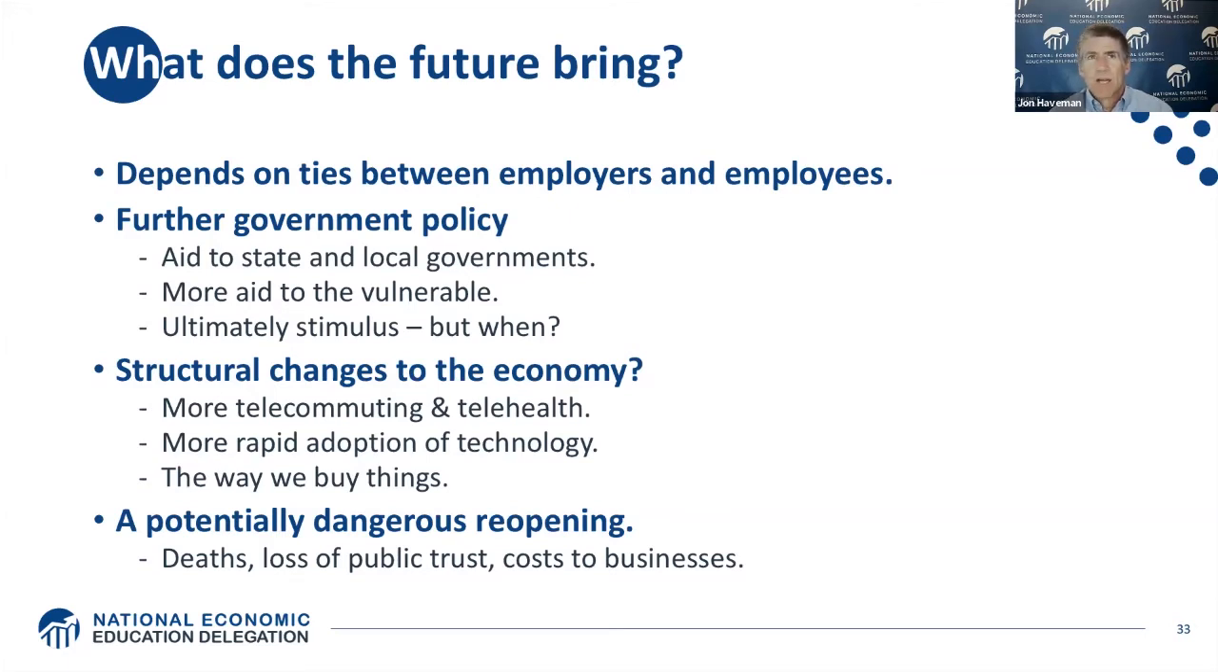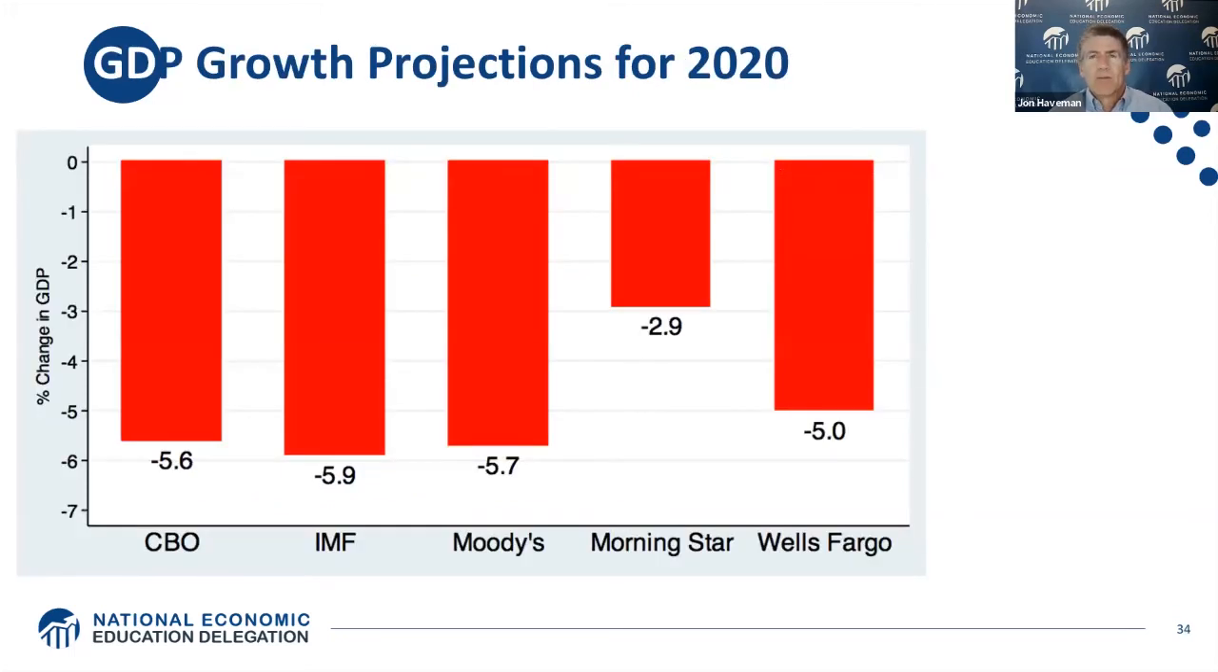And I think that we're headed for a potentially dangerous reopening. We're in the process, I think, of a potentially dangerous reopening. I think more people will die. We're going to have a loss of public trust. I'll show you in a minute that cases are going up, and it's not just because we're testing more. Right. So first, what about economic forecasts?